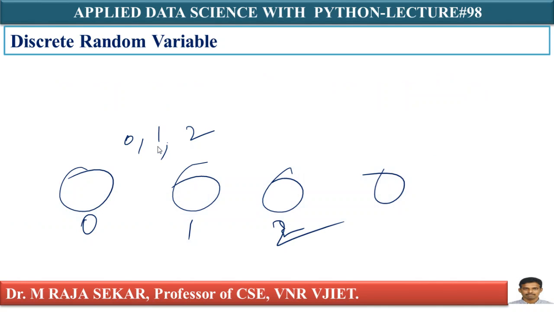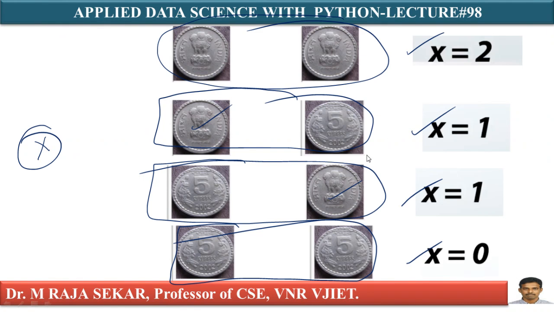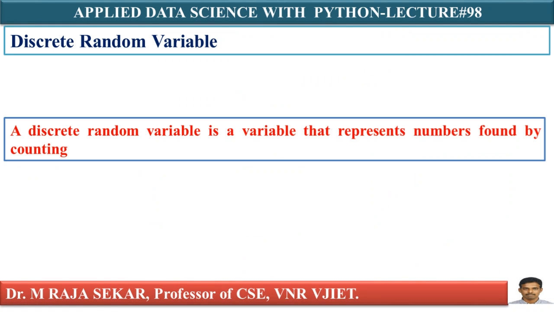A discrete random variable is a variable that represents numbers found by counting. 0 heads, we are counting. X equal 0 means 0 heads, x equal 1 means we counted. We are counting. X equal 0 heads, 1 head, 2 heads by counting. Therefore, I can say discrete random variable is a variable that represents numbers found by counting.